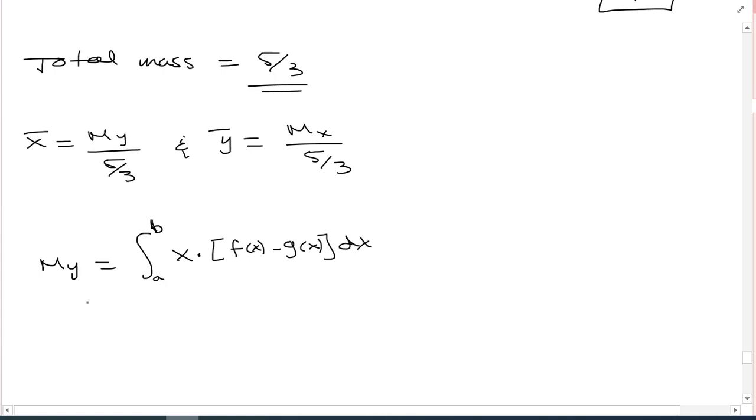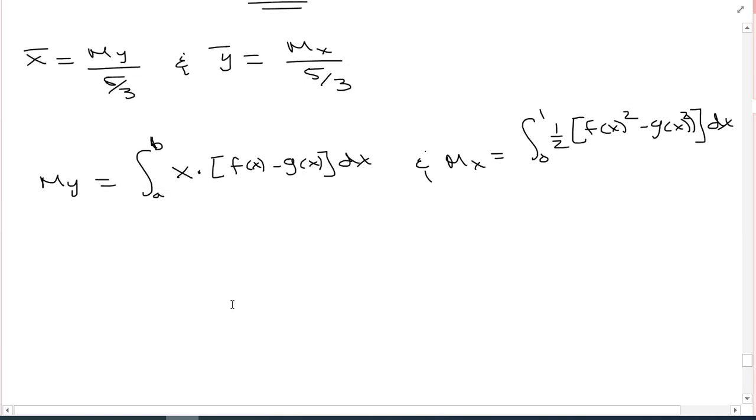dx. And the moment about the x is the tendency to rotate towards the x-axis. So that's the integral from 0 to 1 of 1/2 f of x squared minus g of x squared. So we found this formula. We did it in class. So if you are not sure where this comes from, go back and look at the Comfort Zoom recording for Thursday's class.